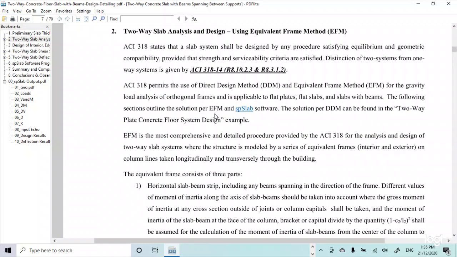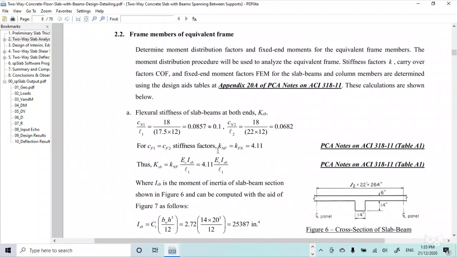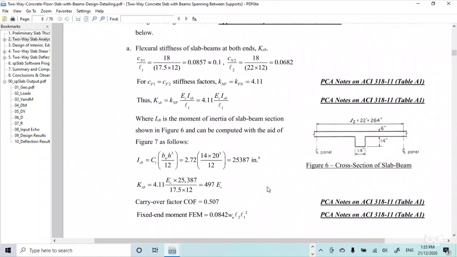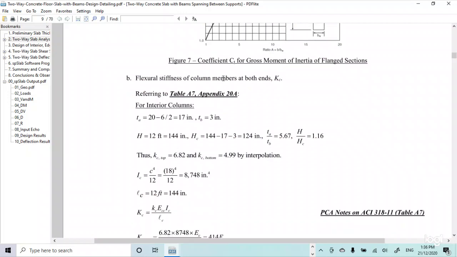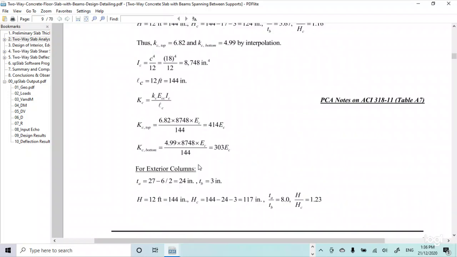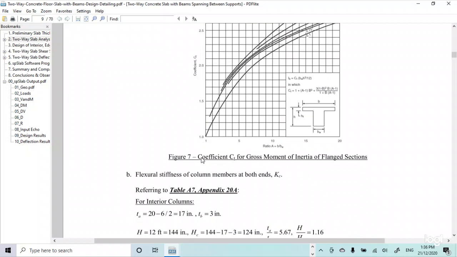On page 8, the equivalent frame information and calculation regarding the both ends can be found. And after that, the column member design is on page 9. On page 9 you can see the column member design.